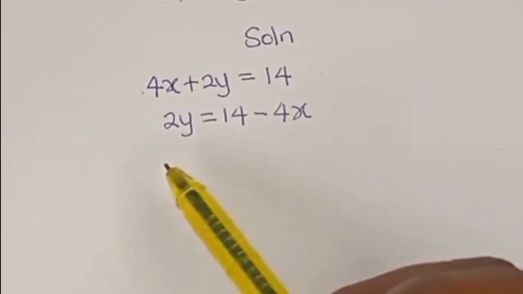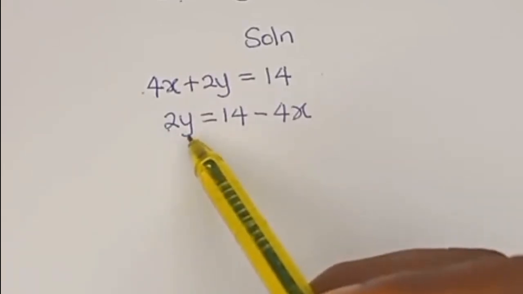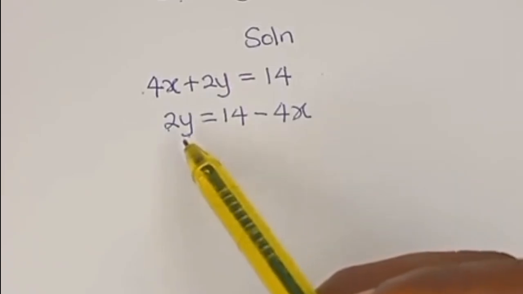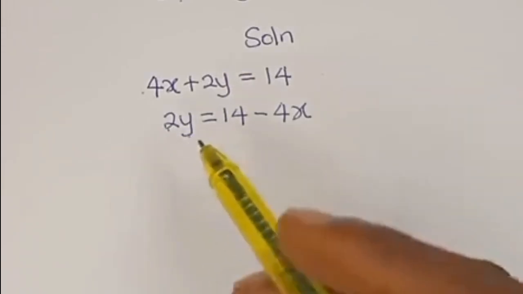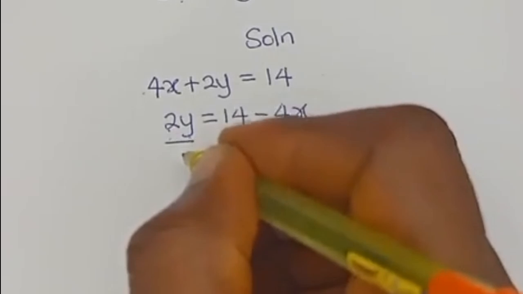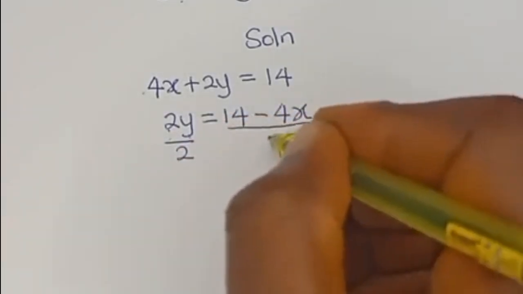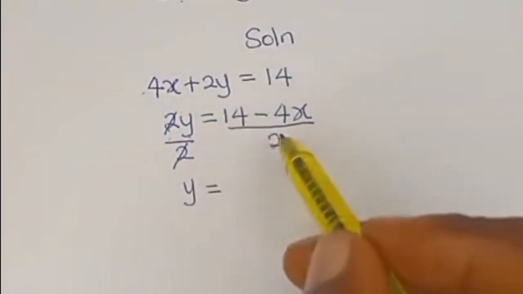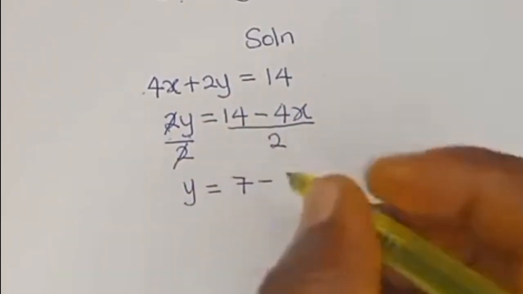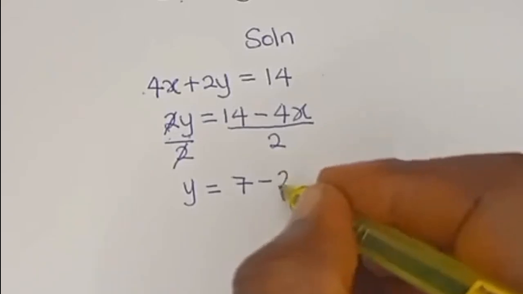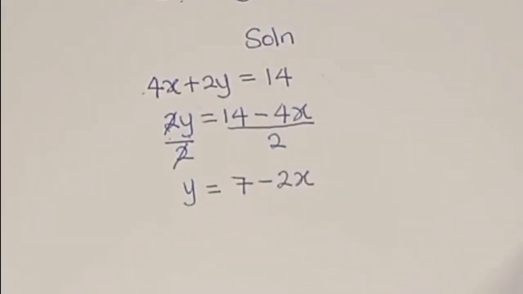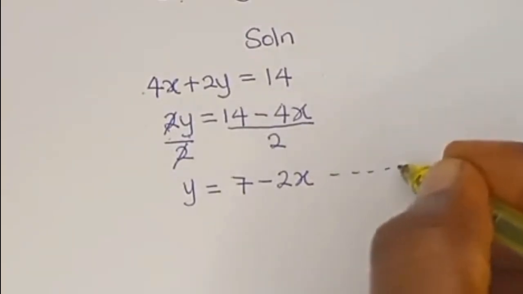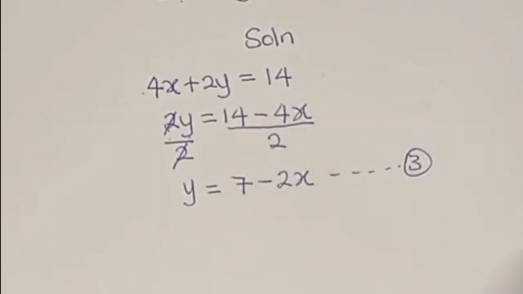The next step is to eliminate 2 because we want y to be alone on the left. So in order to eliminate 2, we are going to divide both sides by 2. Divided by 2, divided by 2. 2 is going to cancel out 2. We have y is equal to 14 divided by 2 is going to give us 7 minus 4x divided by 2 is going to give us 2x. So now we have y is equal to 7 minus 2x. Let's call this equation 3. Okay, so we have made y the subject of the formula in equation 1.